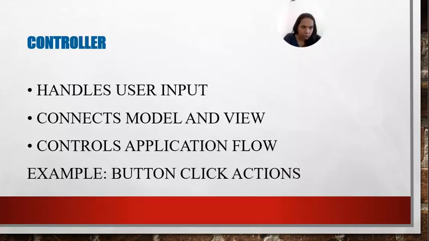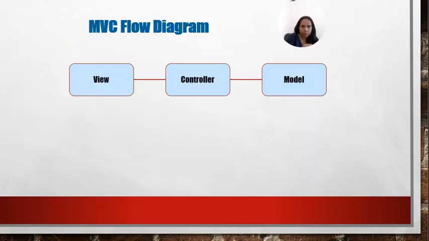Next, the third is the controller. It acts as a bridge between the model and the view. It handles the user input, connects the model and the view, and controls the application flow. That is, when we click on something, this thing should happen. The example is button click actions: when we click on the button, what action is performed. So controller is equal to the decision maker or the manager. The MVC flow is from the view to the controller to the model.